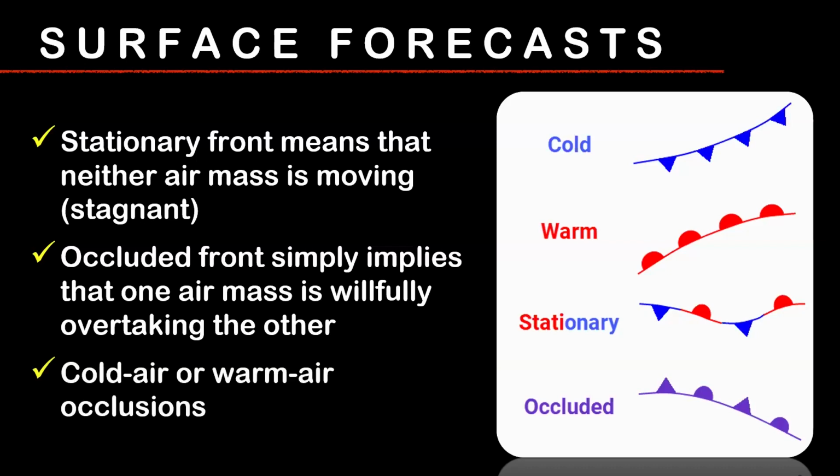And there are two types of occlusions. There's a cold air and warm air occlusion. Not to really have to worry about that a whole lot, but essentially when you see an occluded front on a chart, you know that that particular weather system is reaching its maturity.